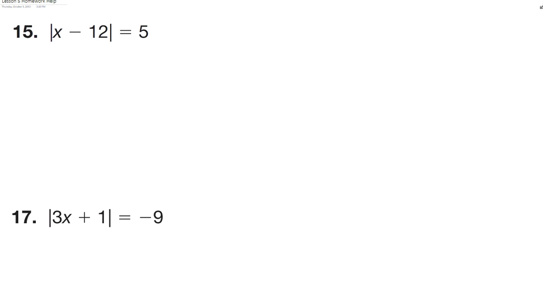I have a select few problems that I'm going to be looking at with you in this video from section 2.5. We were dealing with absolute value equations and absolute value inequalities. So let's fly through these pretty quickly. The first problem here asks us to solve the equation, the absolute value of x minus 12 equals 5.